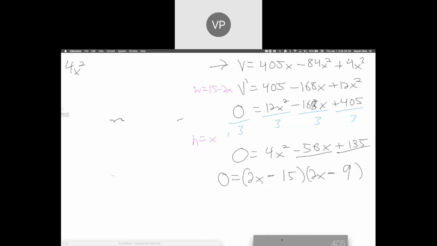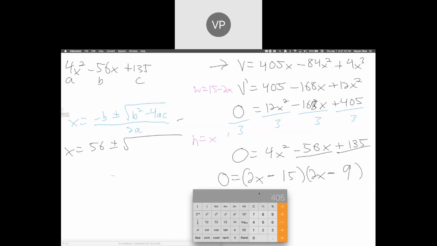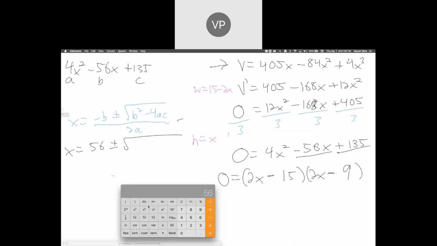We have 4x squared minus 56x plus 135. Remember, that's your A, your B, and your C. And that's what you're plugging into your formula here. x equals negative b plus or minus the square root of b squared minus 4ac all over 2a. And like I said, it's going to be bigger numbers. It's going to take a little bit of work, but let's see what we end up getting here. Quadratic formula could produce big numbers, so don't be afraid to get your calculator out.